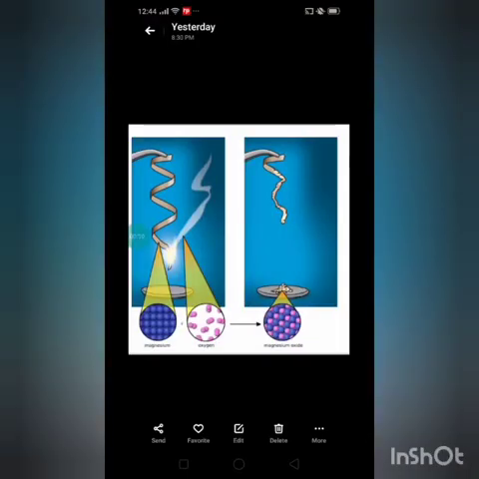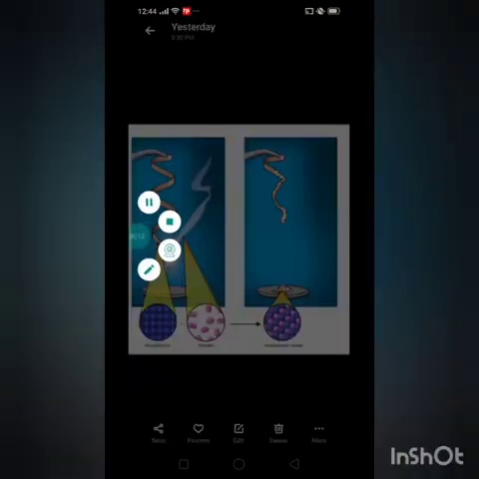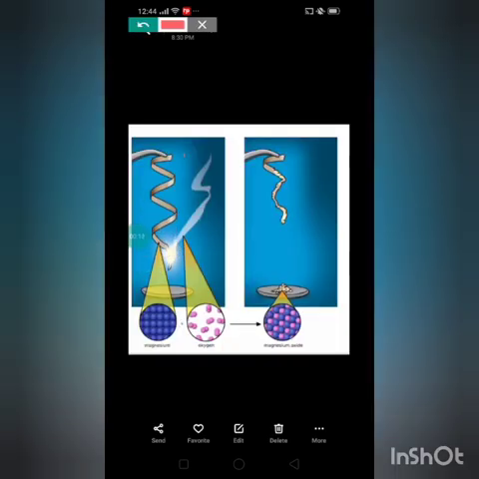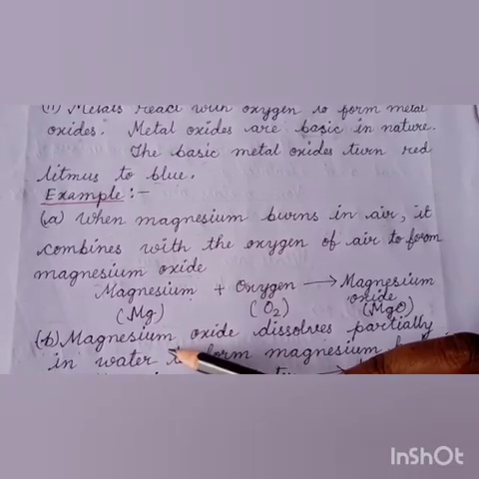This is magnesium ribbon. It is burning in presence of oxygen and forms white colored ash, which is known. What is the nature of magnesium oxide?